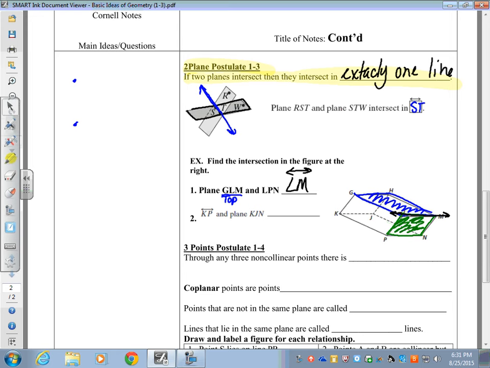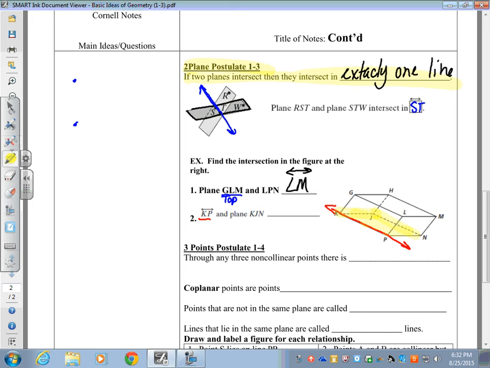Line KP. So I'm going to probably should do some highlighting to make that look a little bit better. But now I'm going to highlight line KP in a different color. There's line KP. Okay. And now they want us to look at plane KJN. So if I look at plane KJN, I'm going to highlight that part. KJN is now the bottom plane right there.